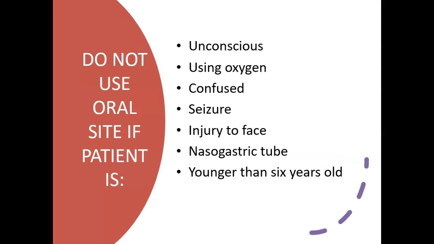Do not use the oral site if the patient is unconscious, using oxygen, confused, having a seizure, has an injury to the face, an NG tube, or is younger than 6 years old. So in the nursing home, there are a lot of confused patients. You go to put a thermometer in their mouth, they're not going to let you do it. So you're going to most often have to use either the forehead or the axillary.